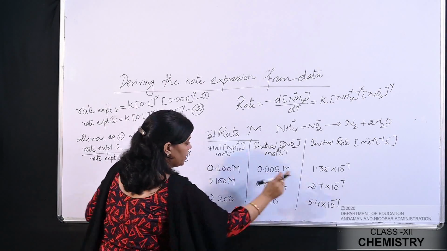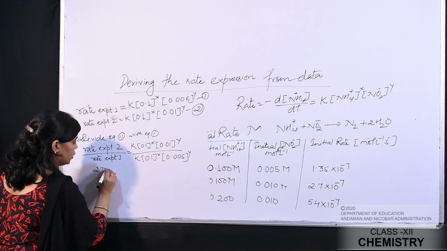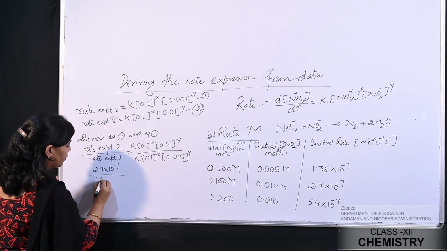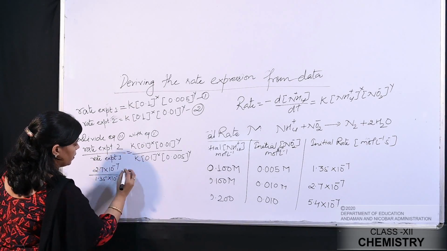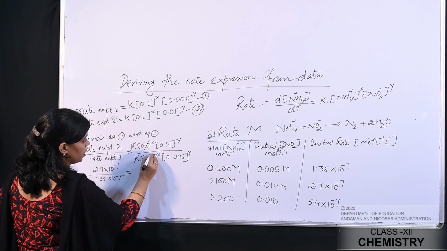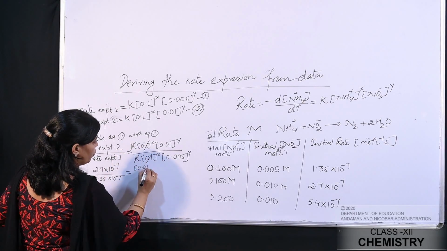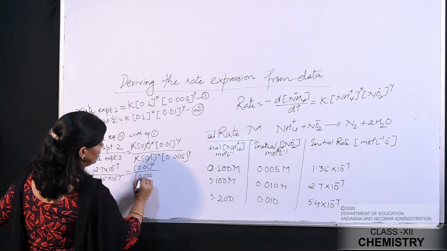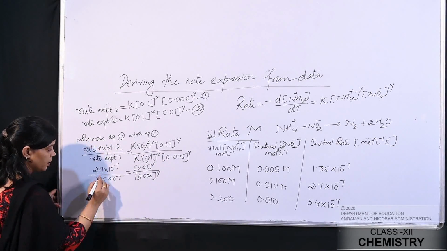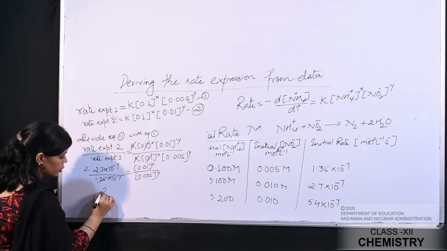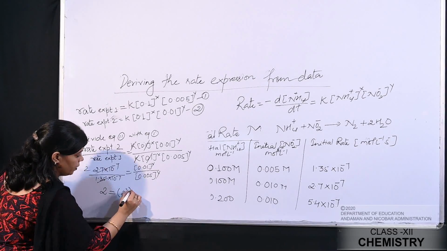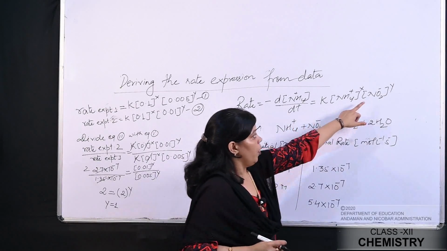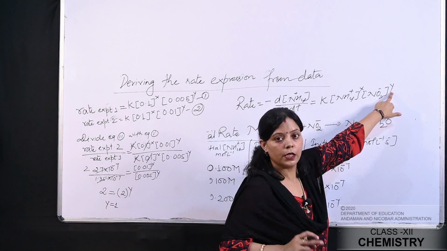The rate for experiment 2 is 2.7 into 10 to the power minus 7, and the rate for experiment 1 is 1.35 into 10 to the power minus 7, which is equal to, these two terms cancel out, then 0.01 power y divided by 0.005 power y. After solving this, we get 2. This 2 is equal to 2 power y. It means y is equal to 1. The exponent of nitrite anion, that is y, is equal to 1.